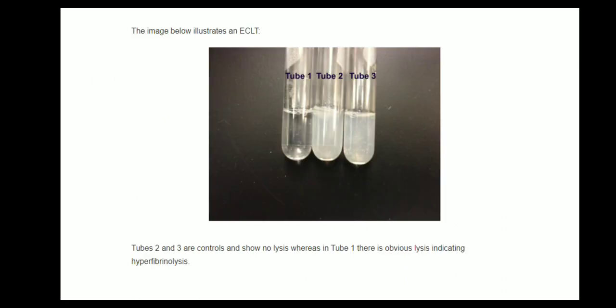So this is the image which illustrates the euglobulin clot lysis test. Three tubes are there. Tubes 2 and 3 are controls which show no lysis, whereas in tube 1 there is obvious lysis, indicating hyperfibrinolysis.